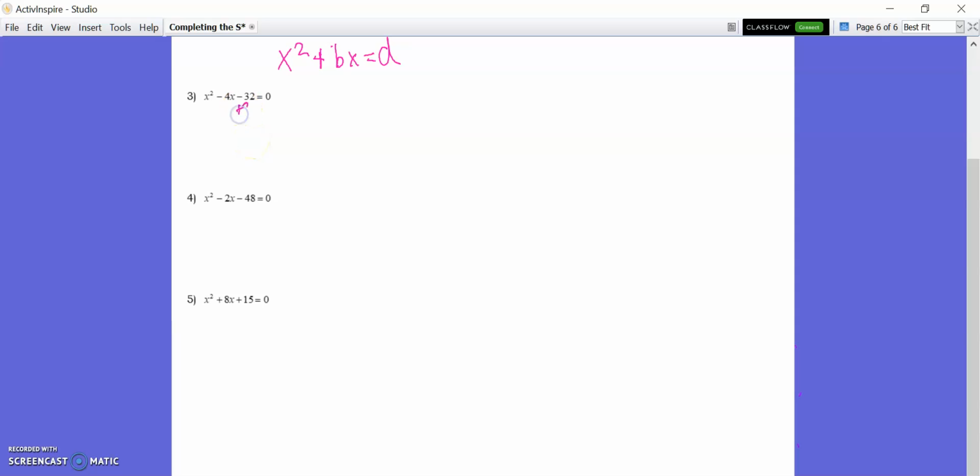So we're going to go ahead and add 32 to both sides. So we create this new equation in the form that we want. So we have x squared minus 4x equals 32. Now it's in the right form for us to identify what b is. b in this case is negative 4. So I take my b, cut it in half, and square it. So negative 4 cut in half, then squared is negative 2 to the second power, which is positive 4.